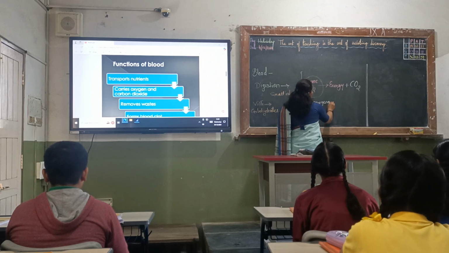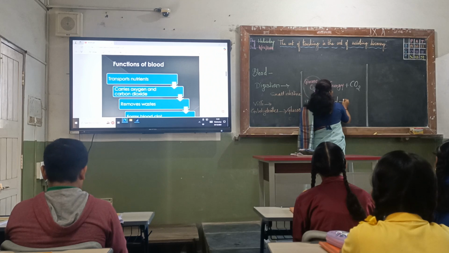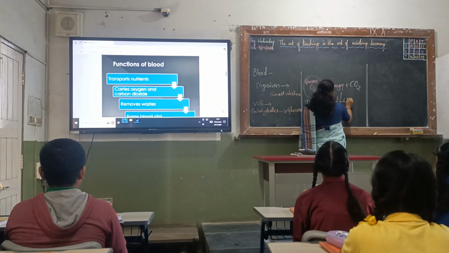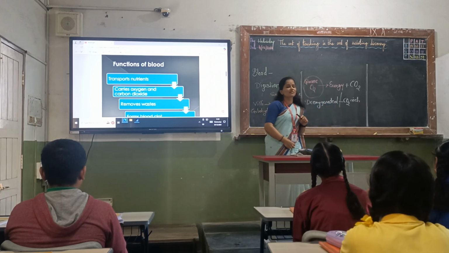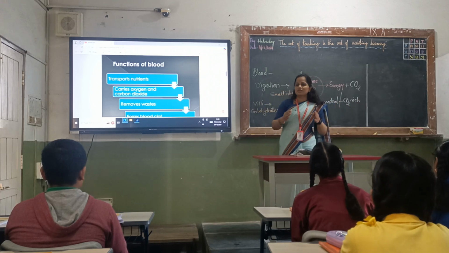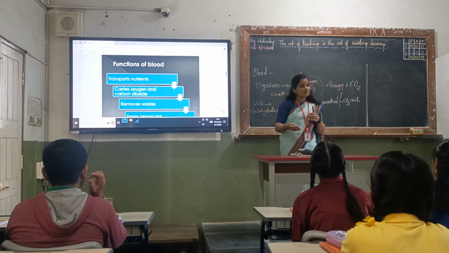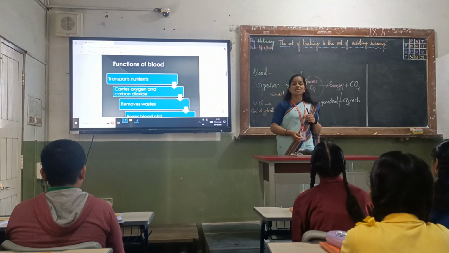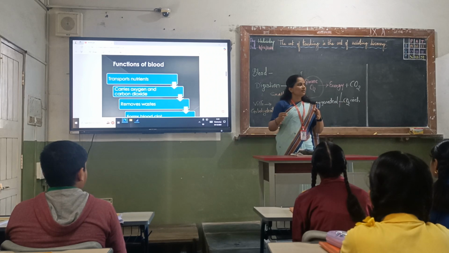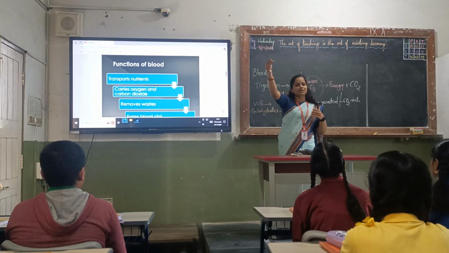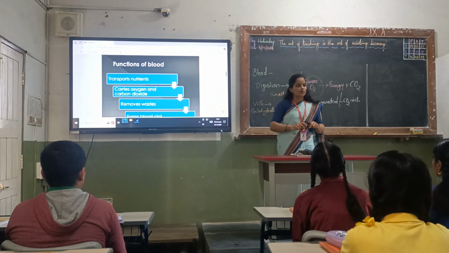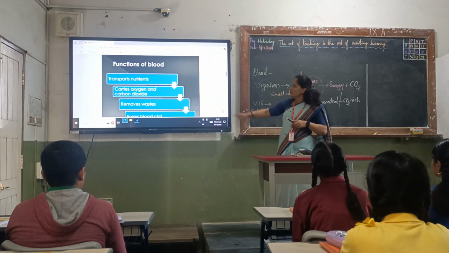It is called deoxygenated, or carbon dioxide rich blood. And then that deoxygenated blood again enters into the lungs. In the working of the heart we will see that, from the heart it is transported to the lungs, and then carbon dioxide is released outside during respiration in the lungs.